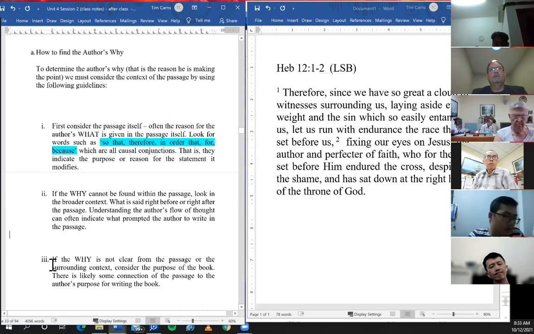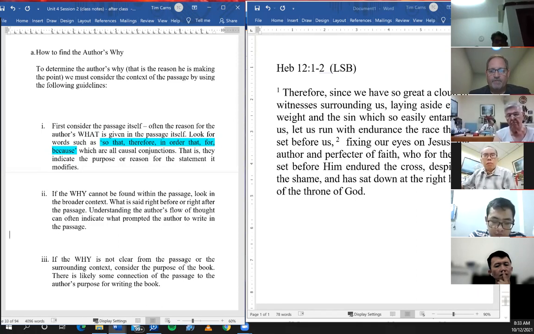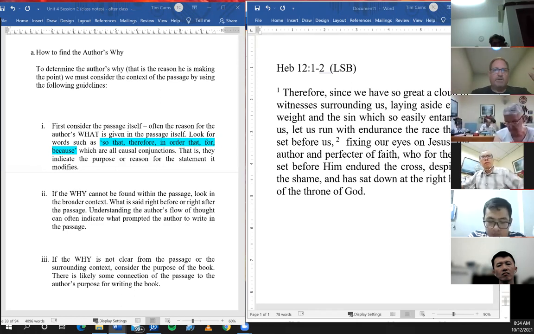And then the third level or circle of identifying the why of a passage is, how is the author's what, his main point, connected to the purpose of the book? Okay, so we have those three levels to find the author's why. Sometimes he'll give the reason right in the passage you're studying. Sometimes he'll give it right before or right after. And sometimes that reason is also connected to the purpose of the book.